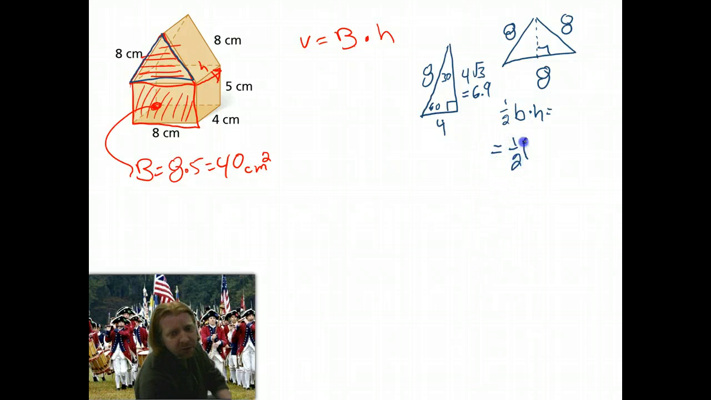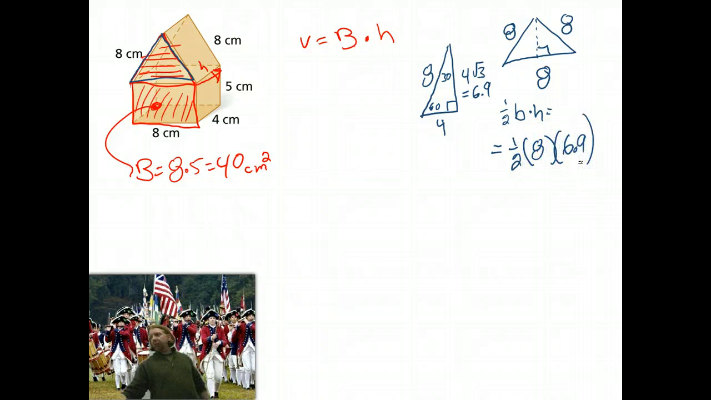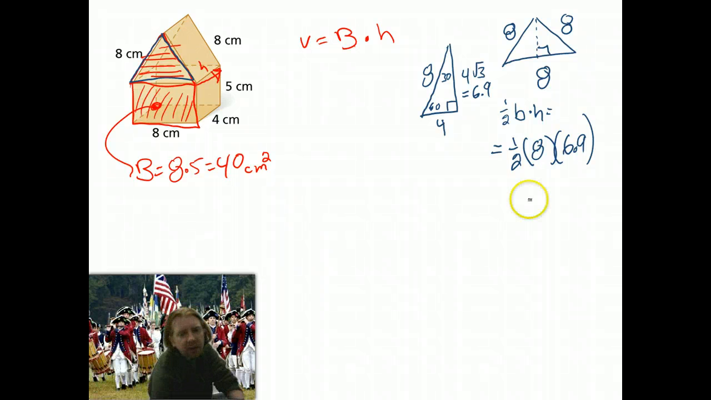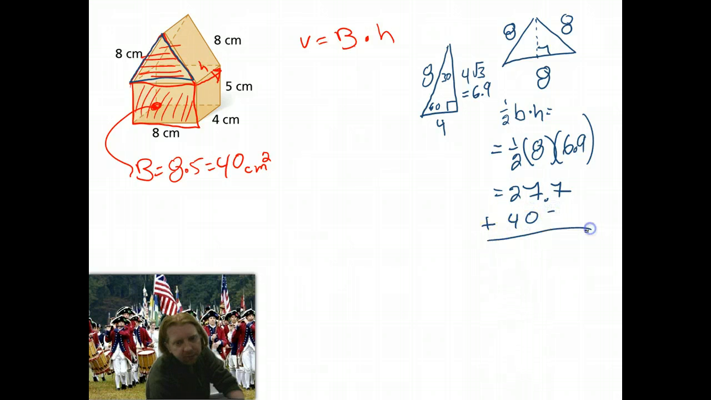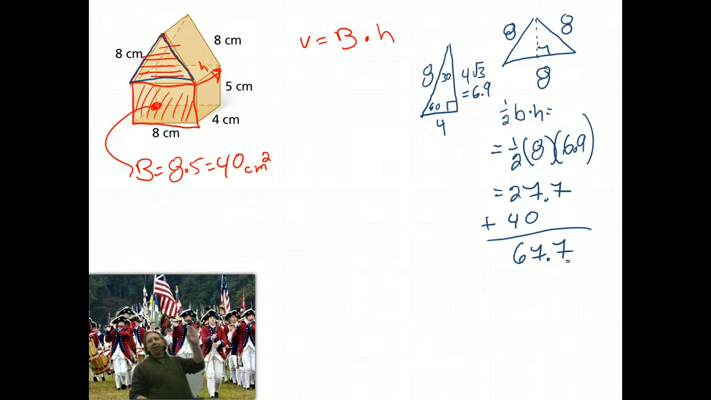Actually, what I would do, I would preserve this in my calculator as much as possible so that I have a lot of those extra places I don't round. So now I'm going to take the 6.9, which in my calculator says 6.92822032, multiply that by 4, and that's where I get my answer, 27.7. Plus the 40 for the rectangle under it, gives me 67.7 as the area of that front piece.